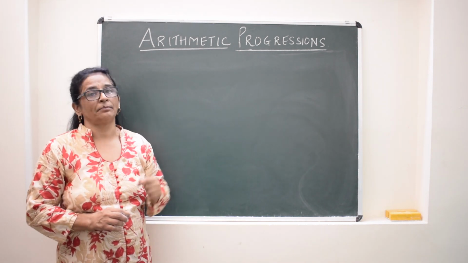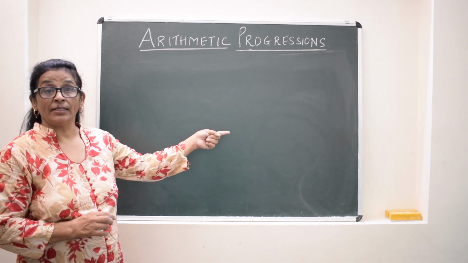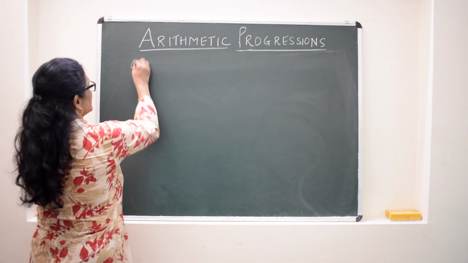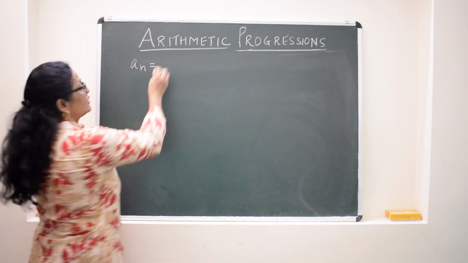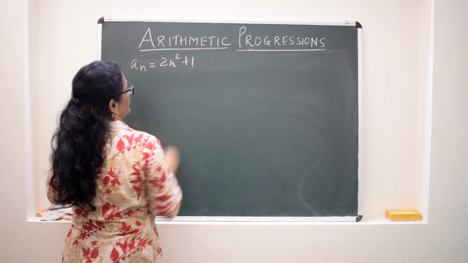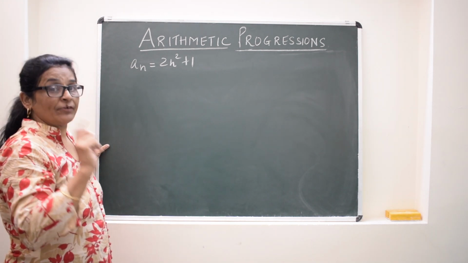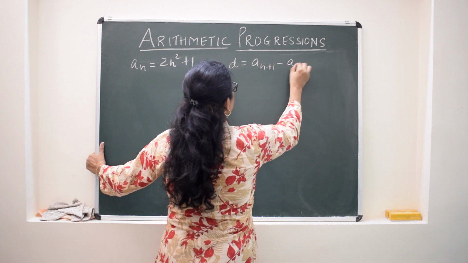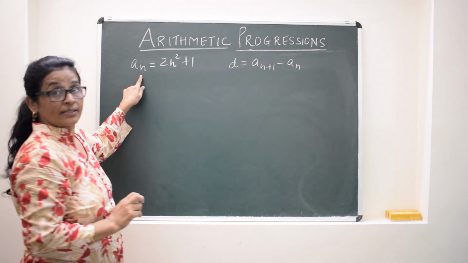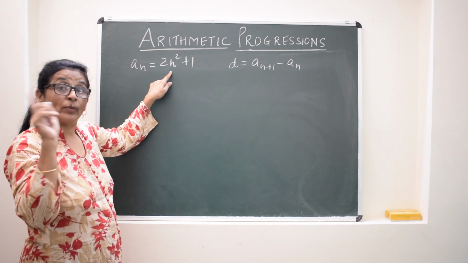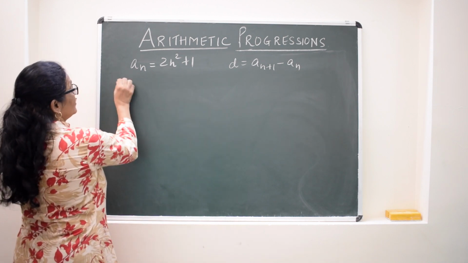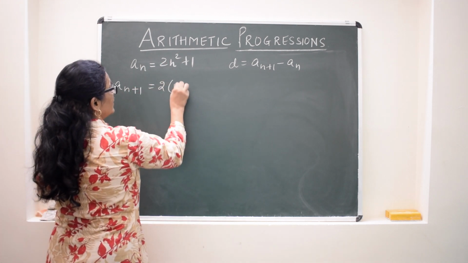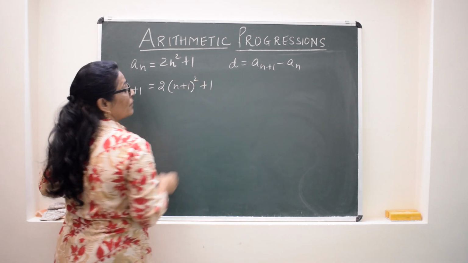But before that, one more example I'll give you of what I was talking about previously, that D should be independent of n. Let's see, for any sequence whose nth term is given as 2n square plus 1. So we will see D first. And what is D? D is a(n+1) minus an. It means that for this nth term, we have to first see what is the (n+1)th term. So in place of n, we will write n plus 1. So that would be (n+1) the whole square plus 1.